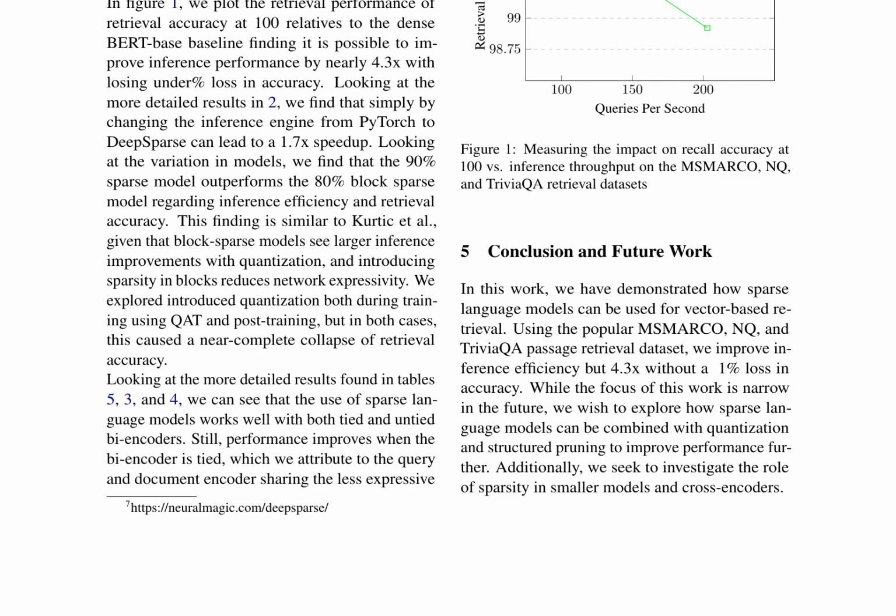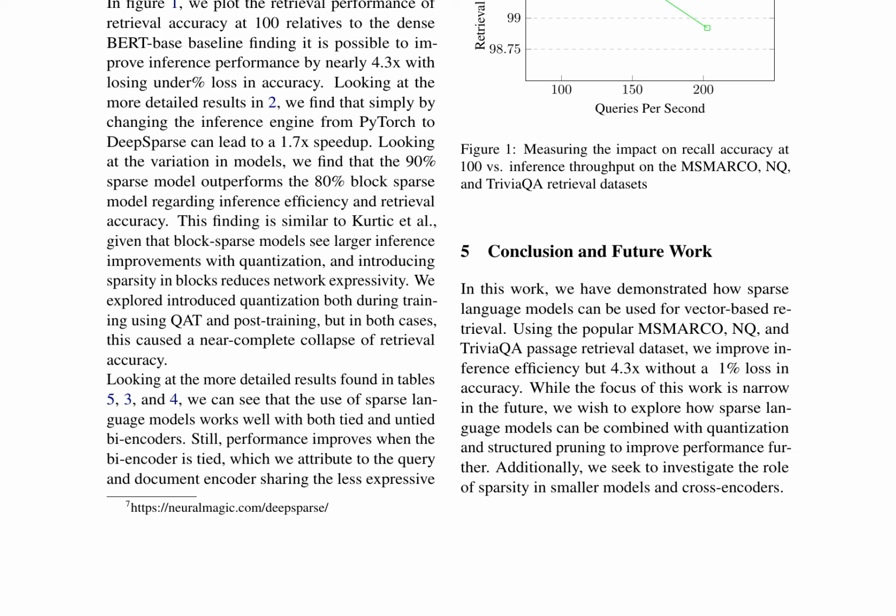The detailed results in tables 2, 3, and 4 reveal that the use of sparse language models works well with both tied and untied bi-encoders, but performance improves when the bi-encoder is tied. This is attributed to the query and document encoder sharing the less expressive sparse language model. The impact of using sparse language models is more pronounced with smaller recall sets. When the recall set is 20, losses range from 1.3% to 3%, while expanding the recall set to 100 items results in minor improvements to under 2% losses.